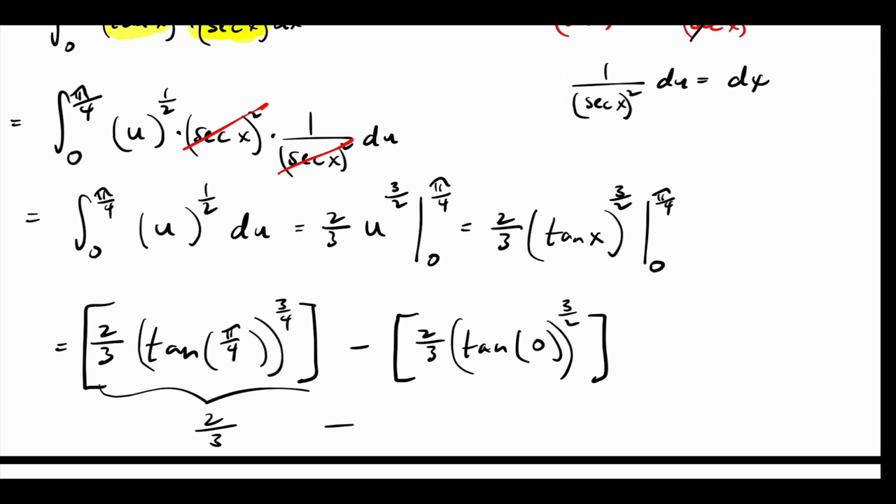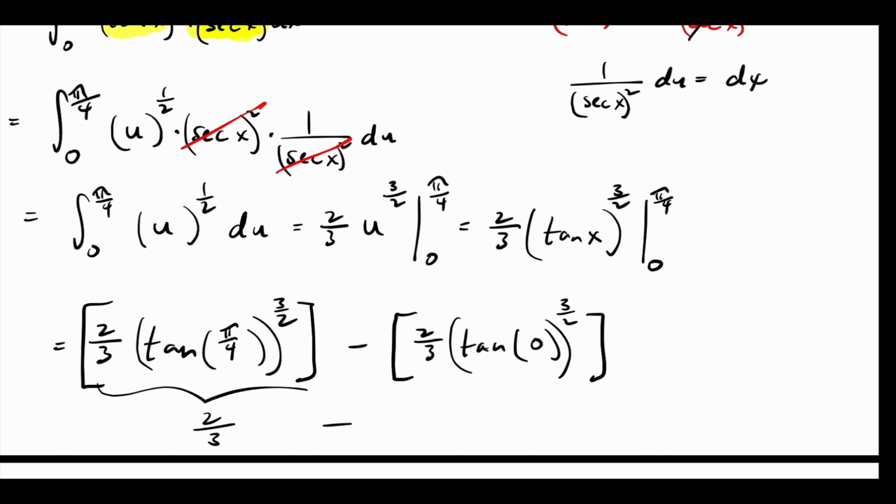Tangent of 0. What is tangent of 0? It's 0. So that means this guy right here is going to be 0. 0 to the 3/2 power is still 0. Times 2/3 is 0. So the answer is 2/3.